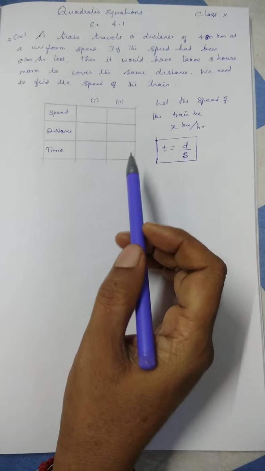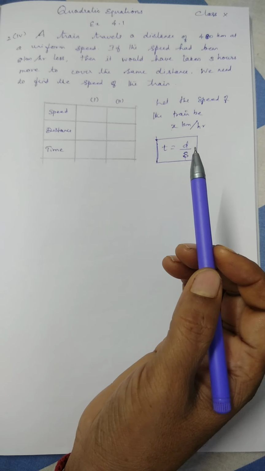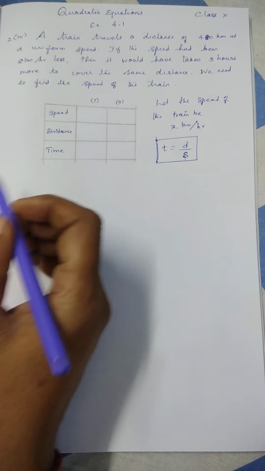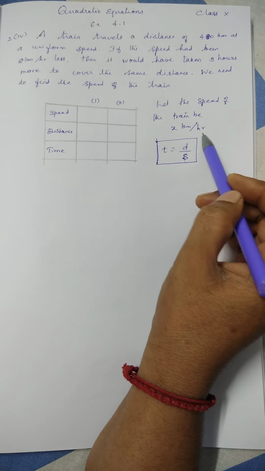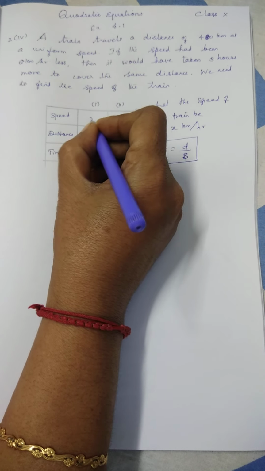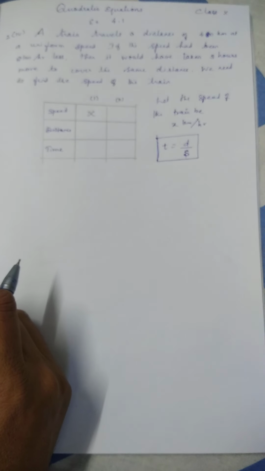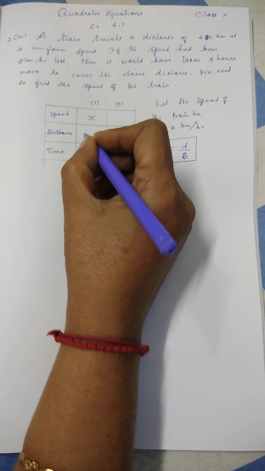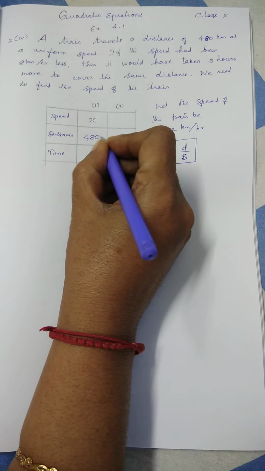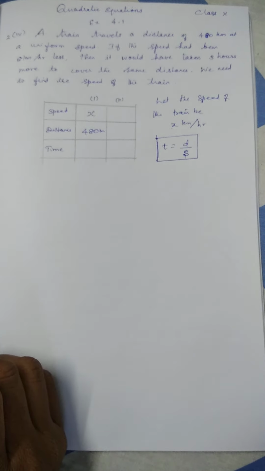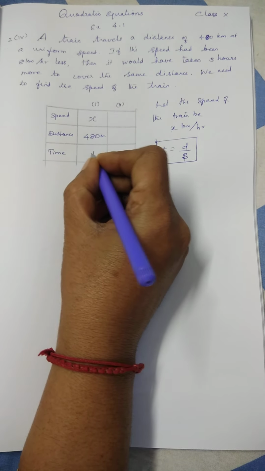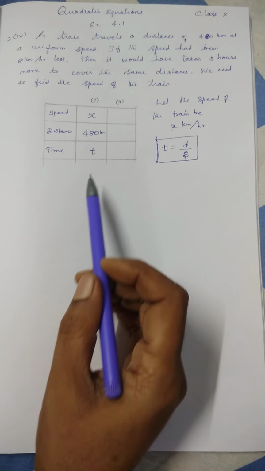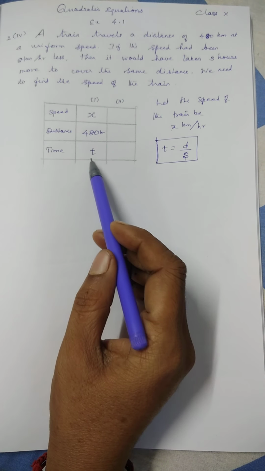Here I am going to segregate this into two cases. In the first case, the speed of the train is x kilometer per hour. So speed is equal to x. The distance traveled is 480 kilometers. And what's the time taken? Let me write down t itself. It travels 480 km with the speed of x kilometer per hour in time t.